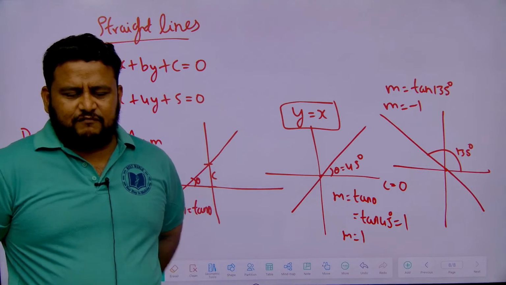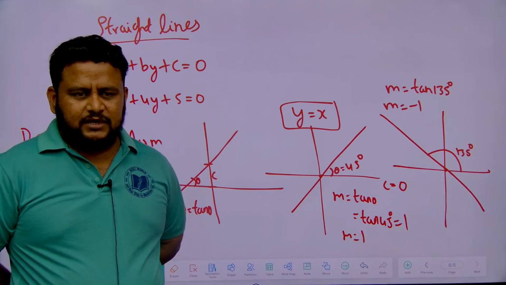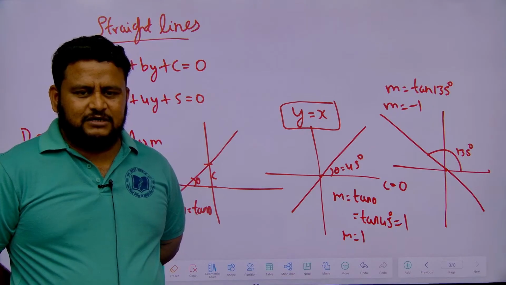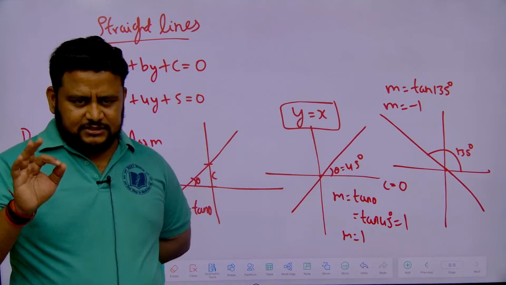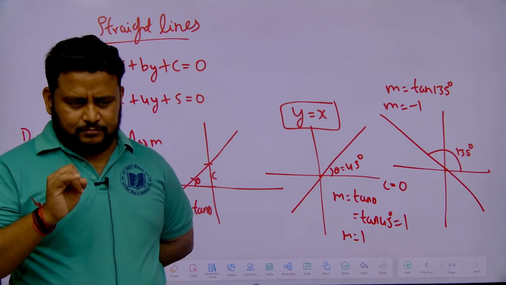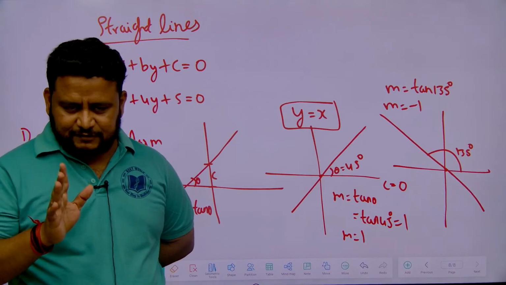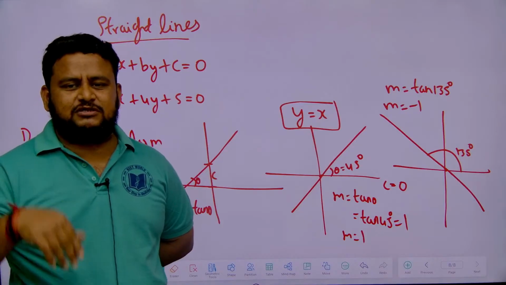Next, if you add 45 to 135, what you will get? 180. Tan 180 is 0. See, remember one thing. Tan pi by 4, that is 45, is 1. 3 pi by 4 is minus 1. 5 pi by 4 is 1. 7 pi by 4 is minus 1. Like that it will oscillate.